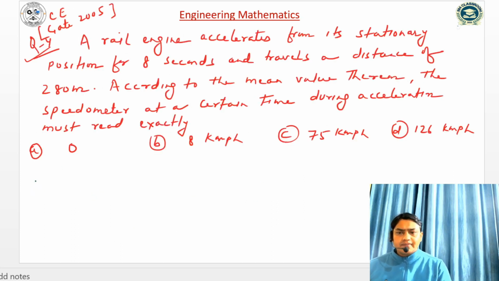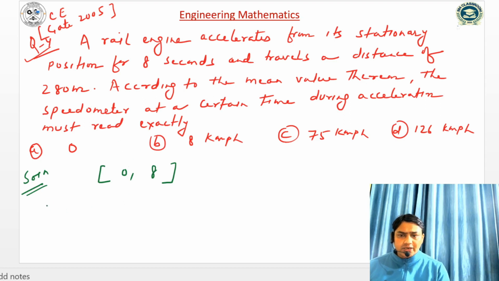Another question I have taken. A rail engine accelerates from its stationary position for 8 seconds and travels a distance of 280 meters. According to the mean value theorem, the speedometer at a certain time during acceleration must read exactly what? So here we have to find the speed. So here the interval is 0 to 8 seconds. And the function is continuous because a rail engine accelerates from its stationary position for 8 seconds and travels a distance of 280 meters.